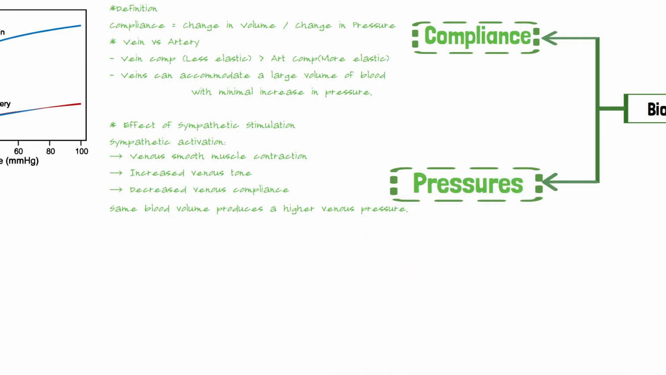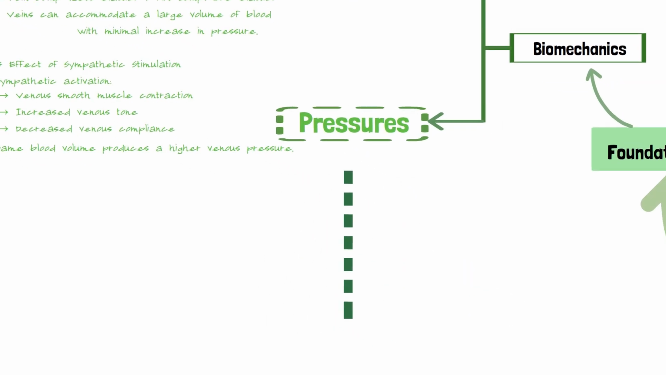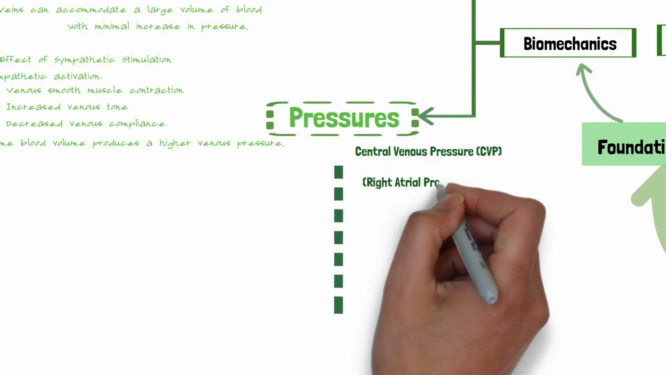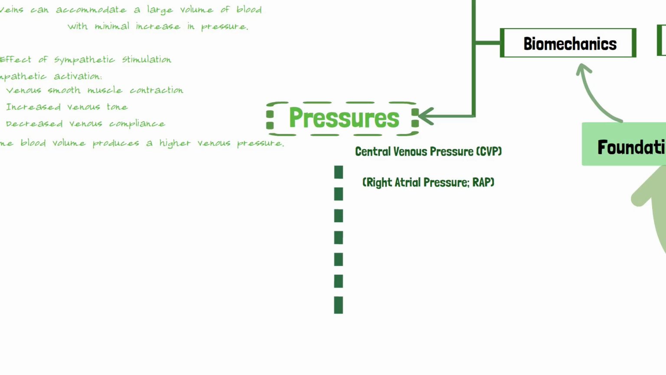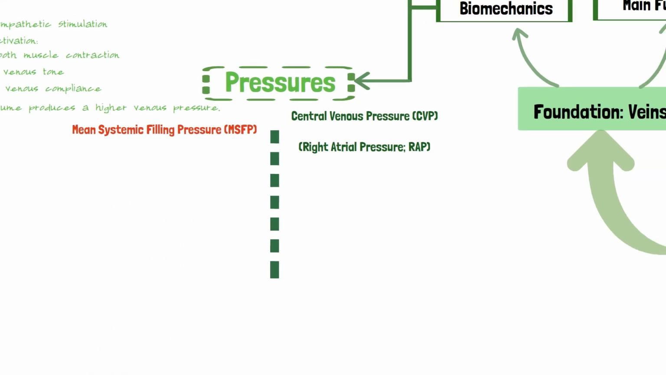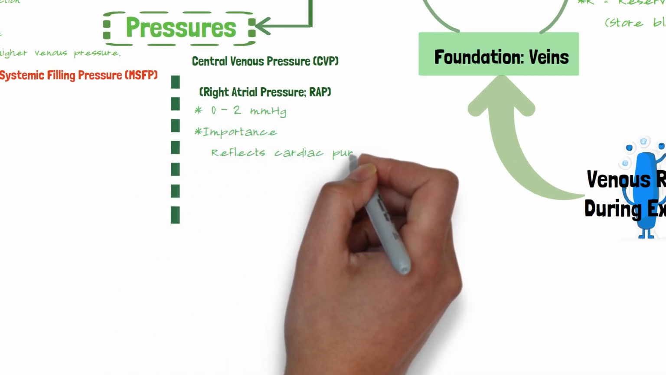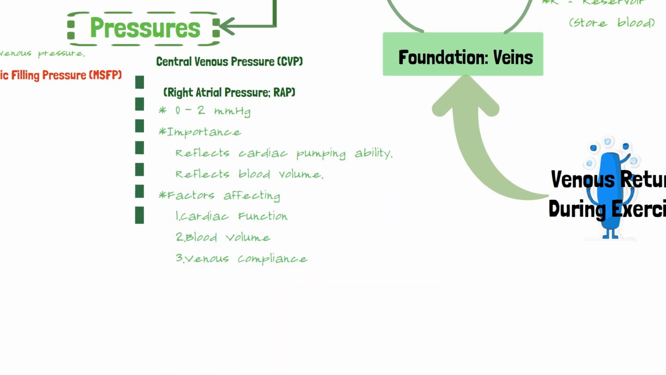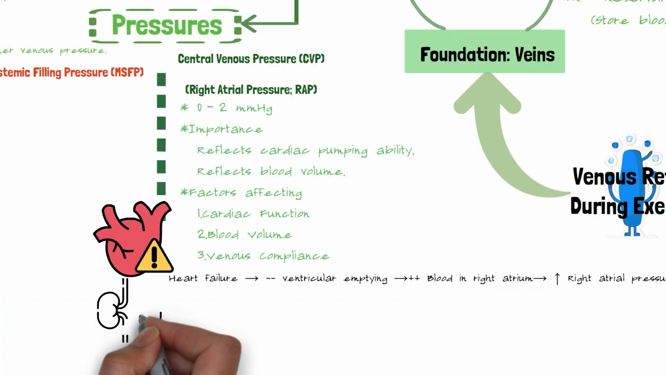Then we talked about the two important venous pressures, which are central venous pressure and the mean systemic filling pressure. The CVP, or right atrial pressure, is 0 to 2, and it indicates the cardiac pump ability and the blood volume status. It's affected by the cardiac function, blood volume, and venous compliance.